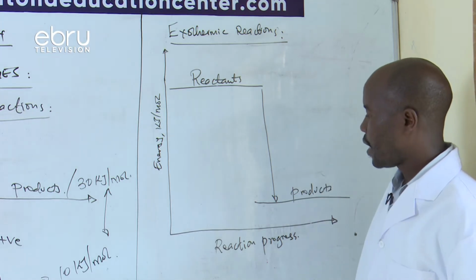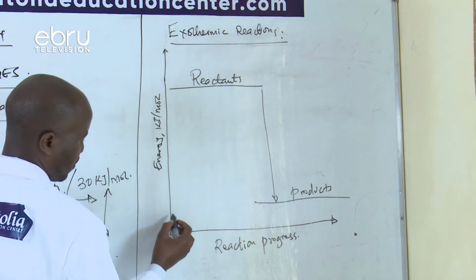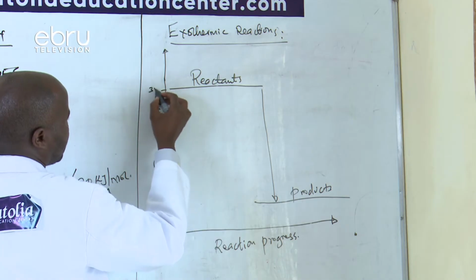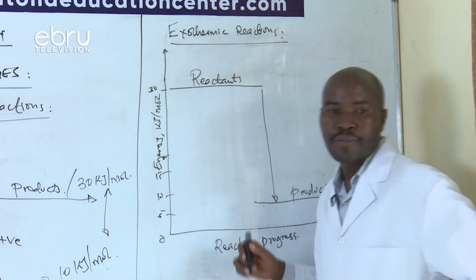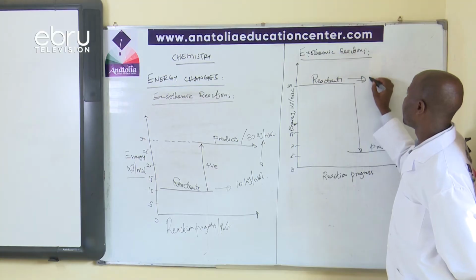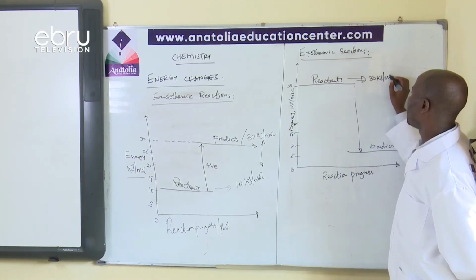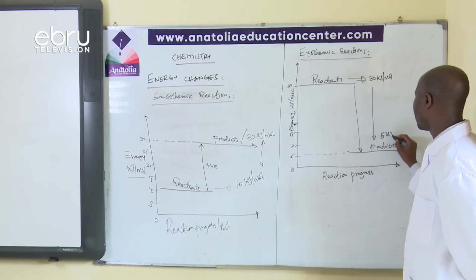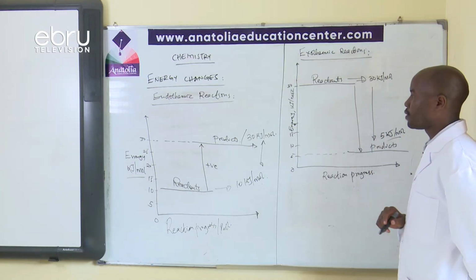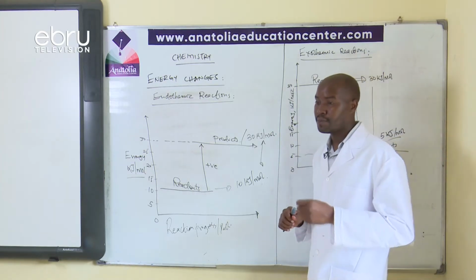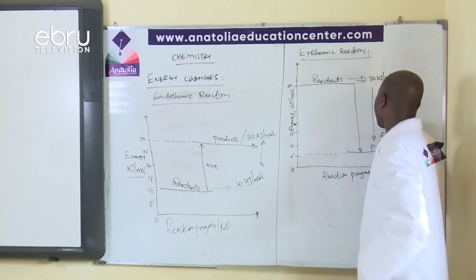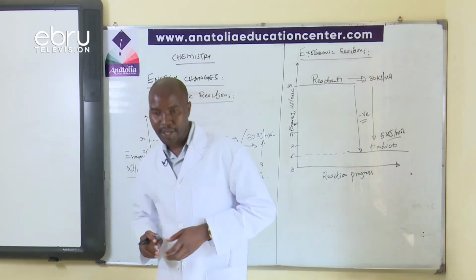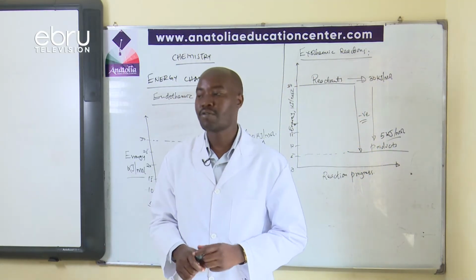So in this case, again, for example, if this is 0, 5, 10, 15, 20, and maybe this is 30 kilojoule per mole, you'll find out that the reactants, you started with 30 kilojoule per mole, and you end up with, for example, 5 kilojoule per mole. So this one tells you what? That heat energy is being lost to the surrounding, giving an exothermic reaction a negative value. So all exothermic reactions have a negative value.